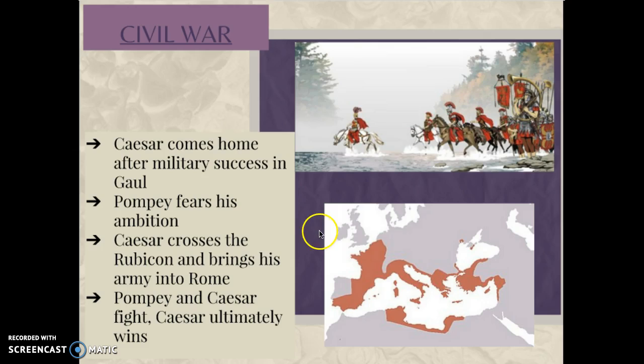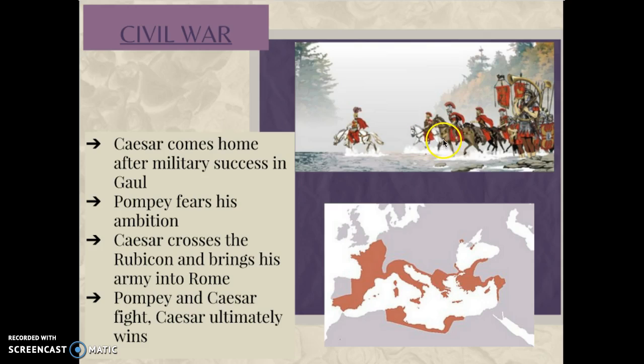And so Caesar's been out and about. Here's Gaul, conquering territory. You may know it as France. And Pompey starts to get nervous, right? So we can see the expansion here of the Roman Empire. And Pompey starts to get nervous that Caesar's getting too popular and too powerful.